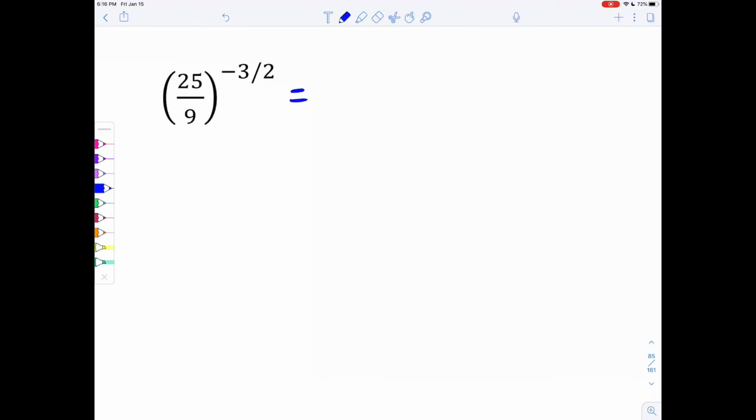So notice that we have 25/9 to the power of -3/2. So we're going to deal with that negative in my exponent first. And to do that, I'm going to take the reciprocal of my base, so that turns into 9/25. And my exponent turns into 3/2.